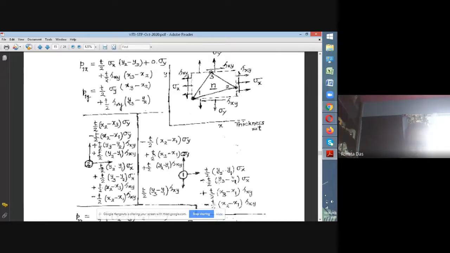It is x2 minus x1 into sigma y, and it is actually acting in the up direction.